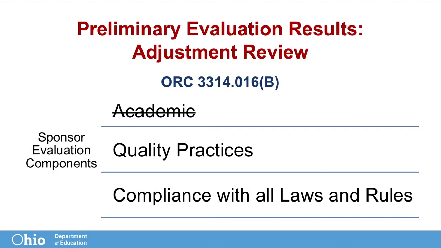State law also allows sponsors to request an adjustment of their ratings on one or both components based on previously submitted documentation if the sponsor feels that the rating is in error. To facilitate this process, the department makes the preliminary review results for each quality practices standard and each compliance item available to sponsors in late September, early October by providing access to the information submitted by the review vendors through Epicenter.